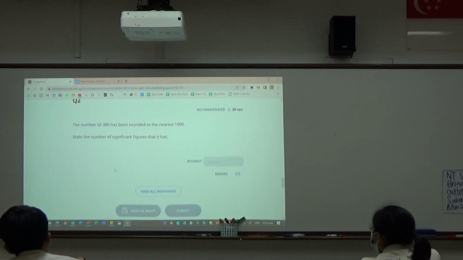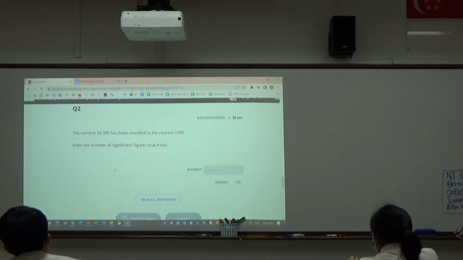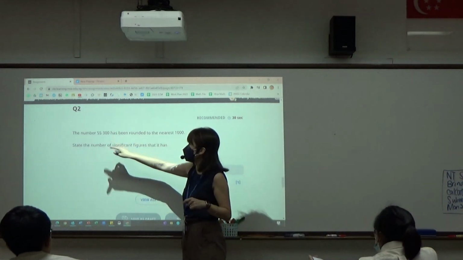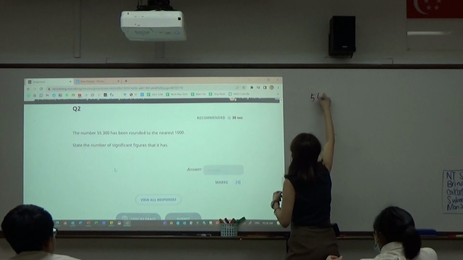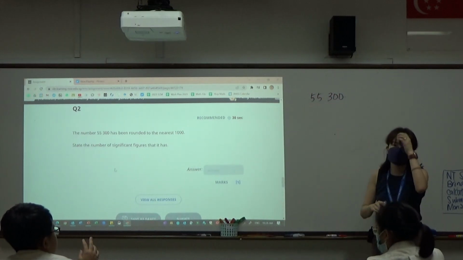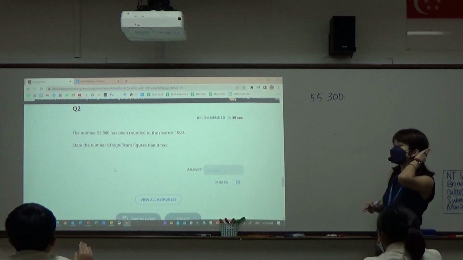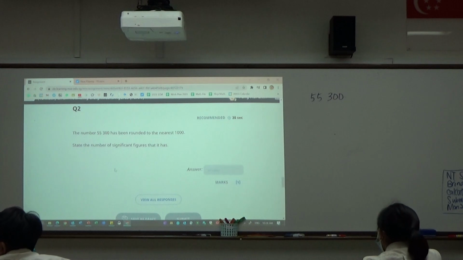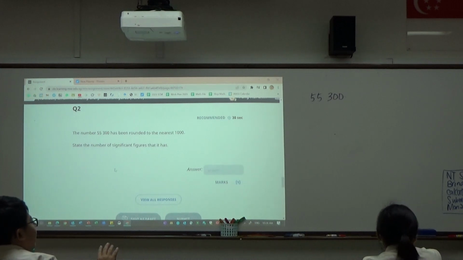So look at this question. It says that 55,300 has been rounded to the nearest 1,000. So we have 55,300. State the number of significant figures that it has. Where is the thousands place? Which digit is it? The first 5 or second 5? It's the second 5, yes.